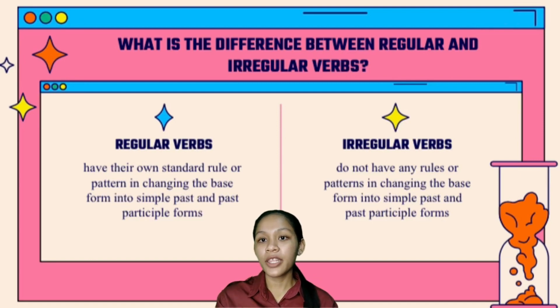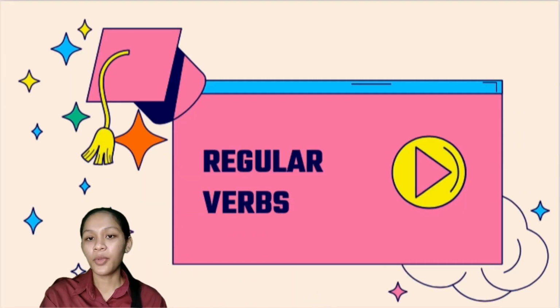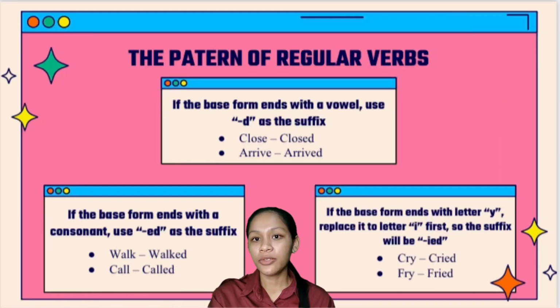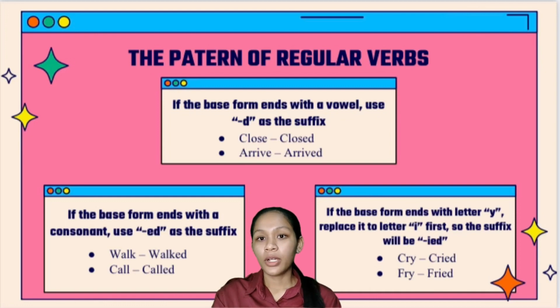Now, let's learn further and deeper about regular verbs and irregular verbs. First, we got regular verbs. The pattern used in changing the base form into simple past and past participle is we should add suffixes like d, ed, or ied to the base form. When the base form ends with a vowel, we use d as the suffix. For example, close becomes closed in both past forms, and arrive becomes arrived in both past forms.